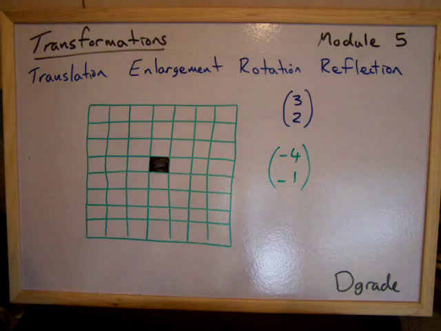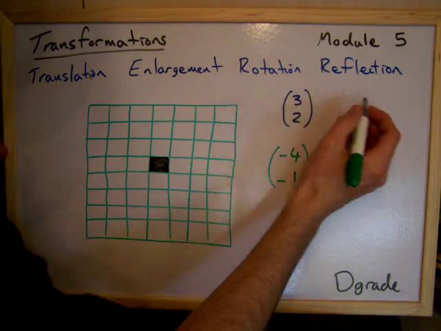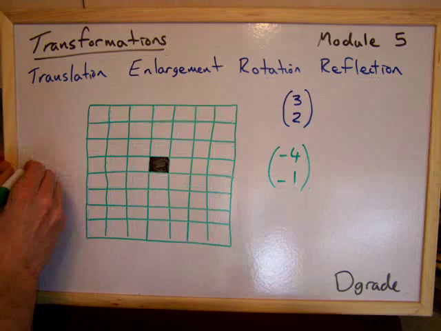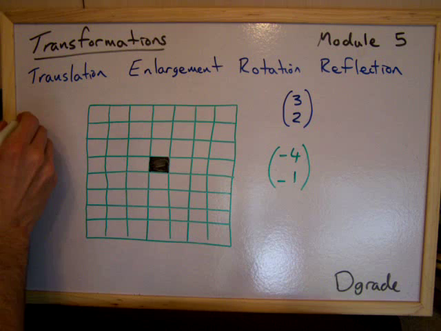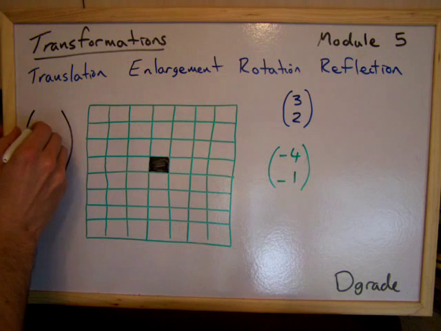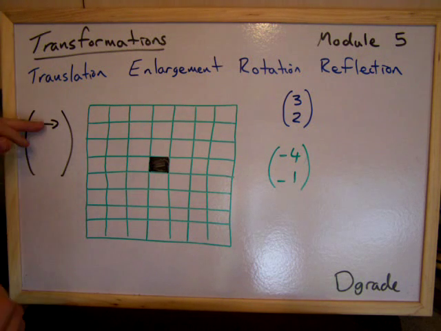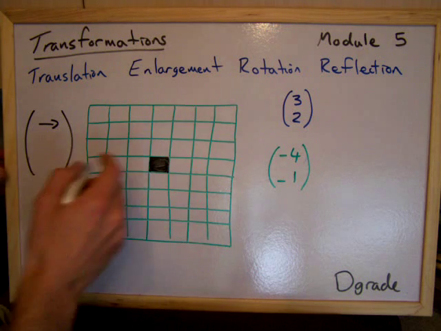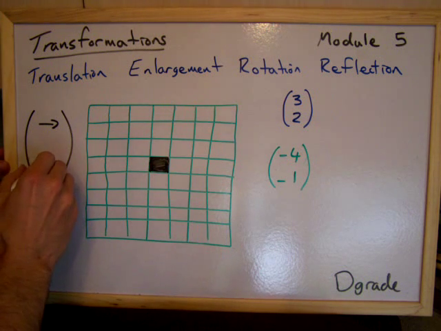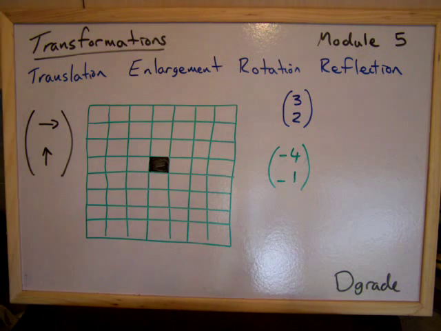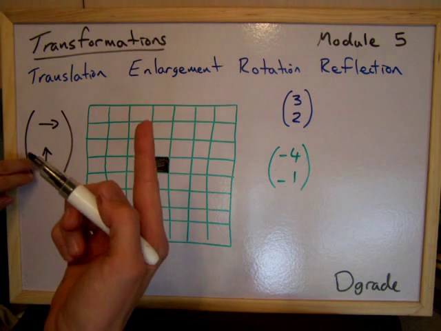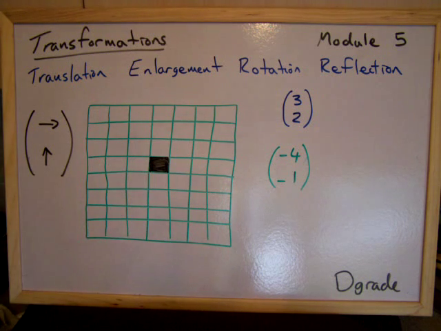Basically your top number is your movement. If you think about your vertical bracket being over here, your top number here is your movement across. If it's positive it goes right, if it's negative it goes left, and your bottom number is your movement vertically. Positive if it goes up and negative if it has to go down.